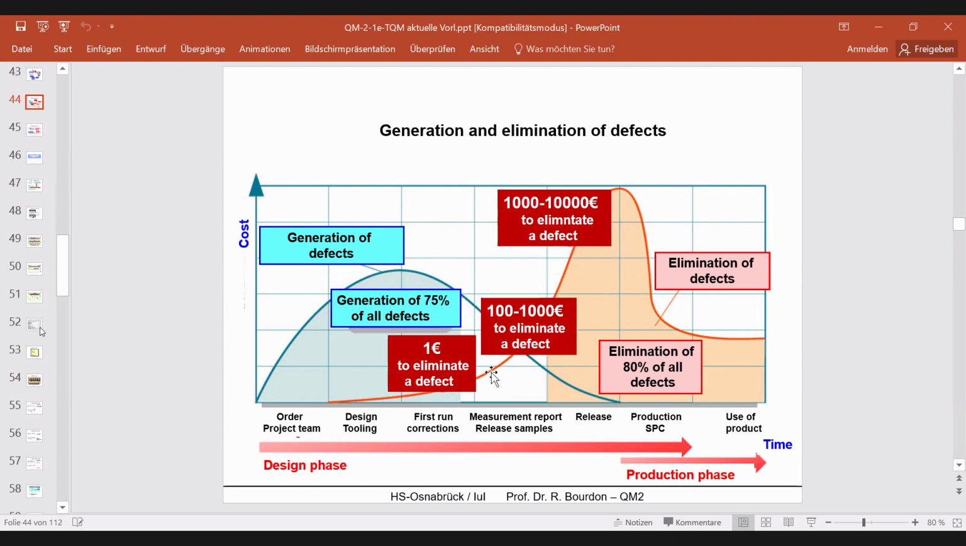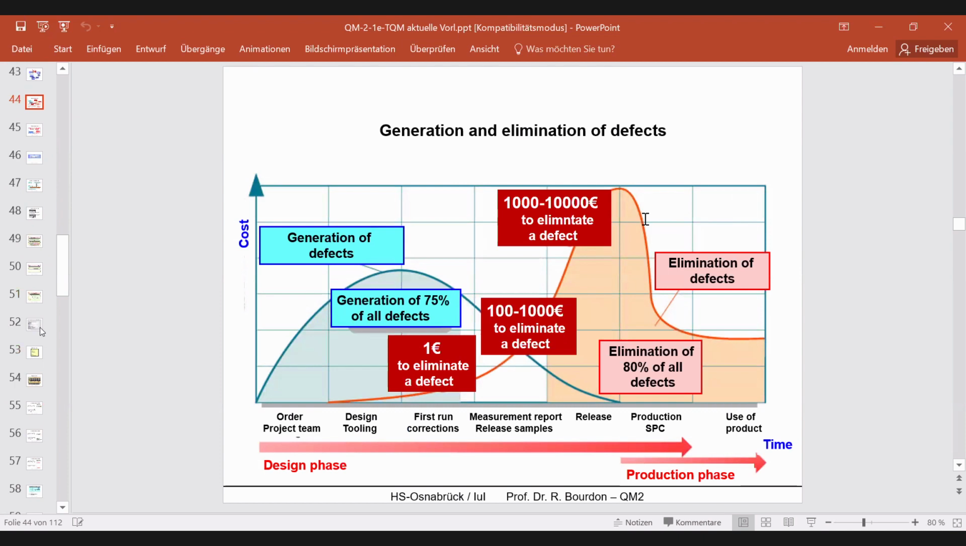And that's why FMEA is such a powerful tool, because you can use FMEA in the planning phase and you can think about all the possible defects, what can go wrong with a new product or with a new production. And the better you do this, the more money you can save later on, and the higher is the quality level.